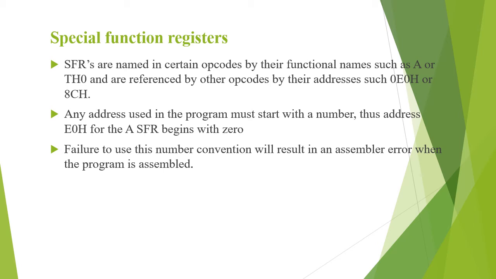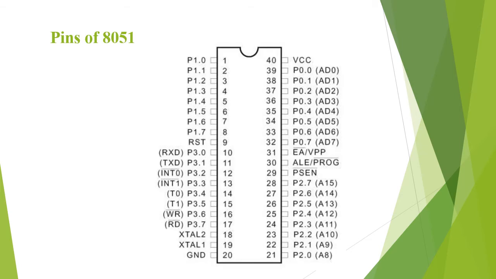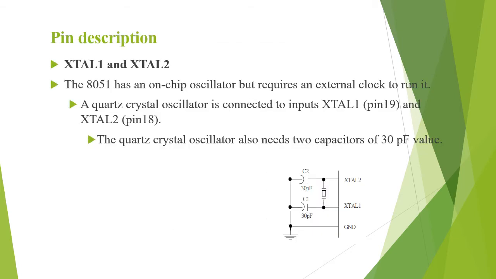Hence, the address E0H for the accumulator A begins with 0. So it is 0E0H. If this number convention is not used, then the program will encounter an assembler error while it is assembled. This is the pin diagram of 8051. Next we'll see the pin description.